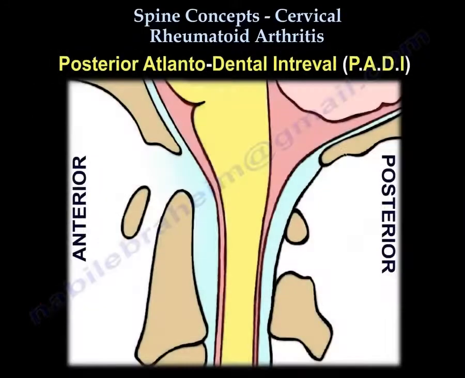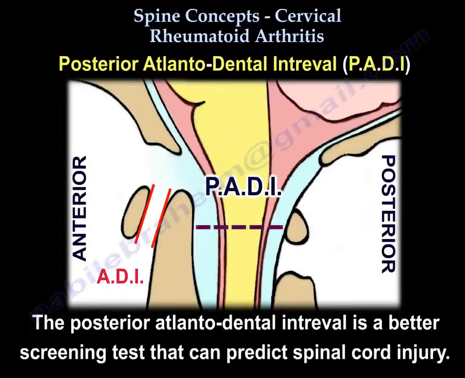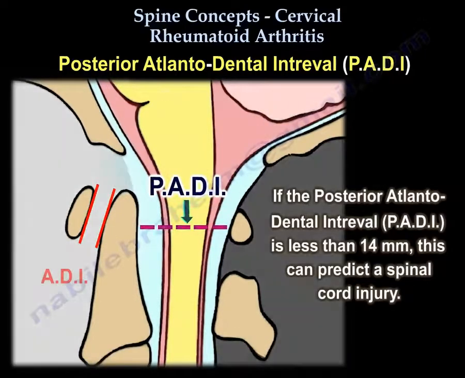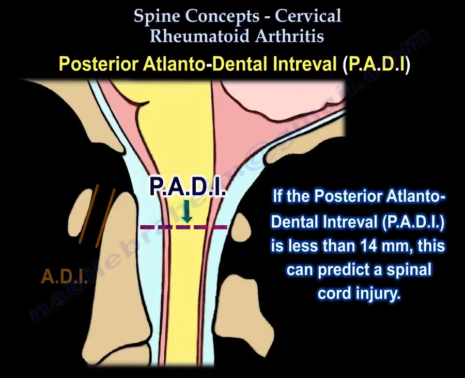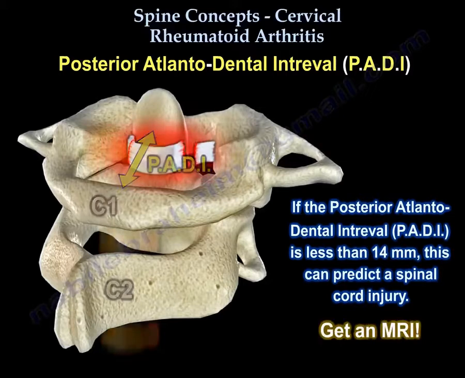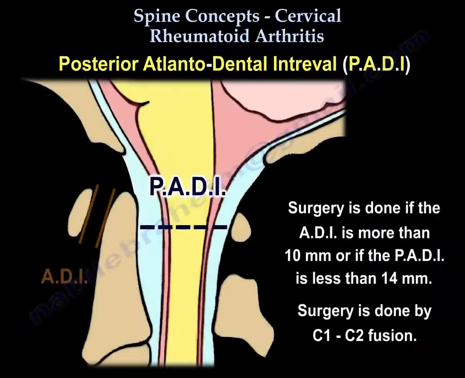The posterior atlanto-dens interval is a better screening test. It can predict a spinal cord injury. If the posterior atlanto-dens interval is less than 14 millimeter, it can predict a spinal cord injury. Get an MRI. The surgery is done if the ADI is more than 10 millimeter or you have less than 14 millimeter of the posterior ADI interval, and the operation is C1, C2 fusion.